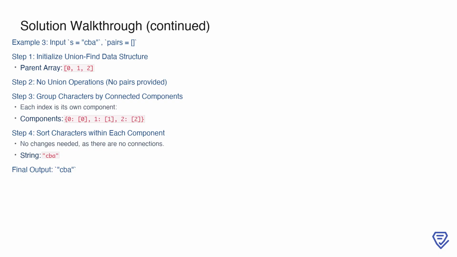In the third example, the input string is CBA and there are no pairs provided. We initialize the union find data structure with the parent array 0, 1, 2. Since no union operations are performed, each index remains its own component. The connected components are 0, 0, 1, 1, 2, 2. As there are no connections, no sorting is needed within the components. The string remains unchanged as CBA, which is the final output for this example.